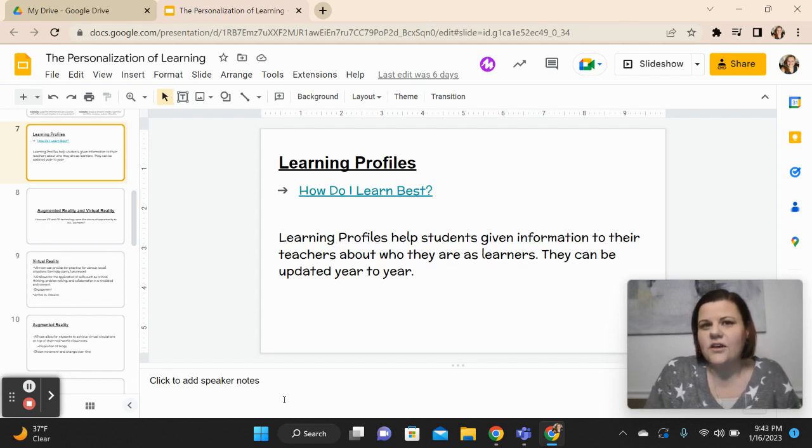And so, this is a great way that you can keep in touch with your students and who they feel they are as learners, what works best for them, what does not work for them as students in the classroom, and that can help you reach them on a deeper, more personalized level. So let's take a look.